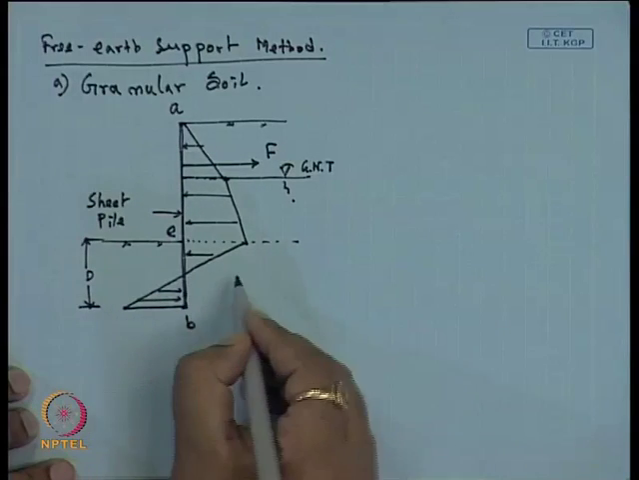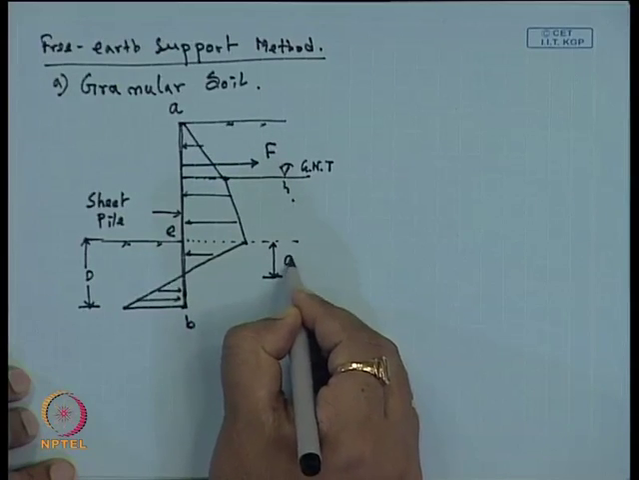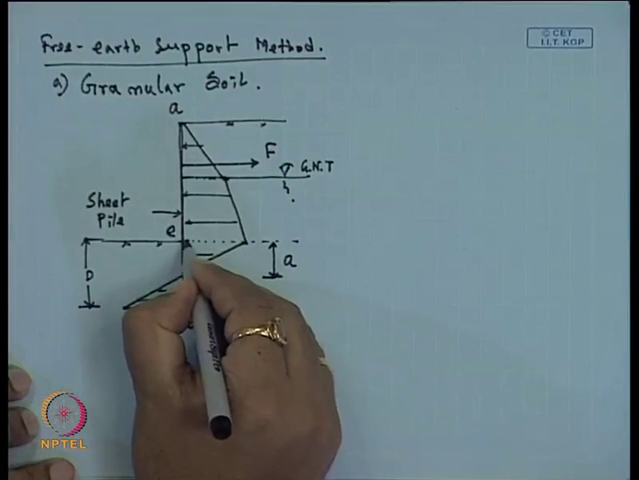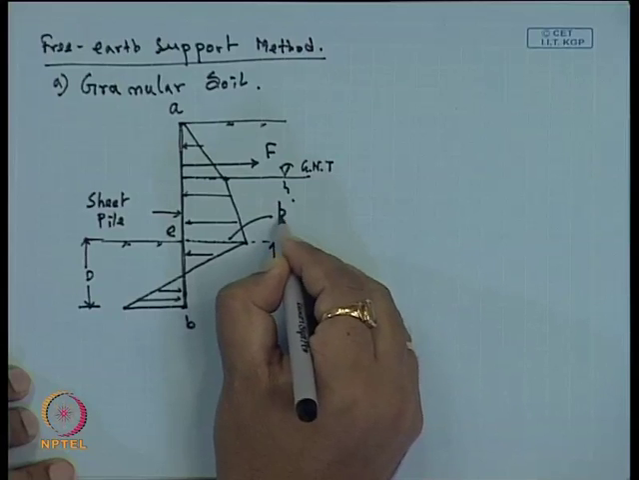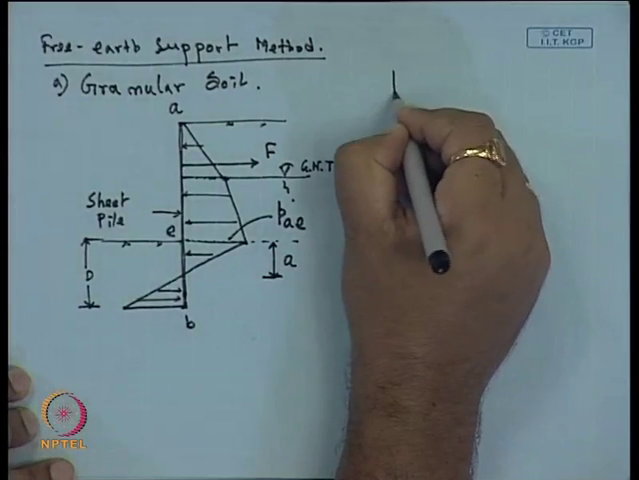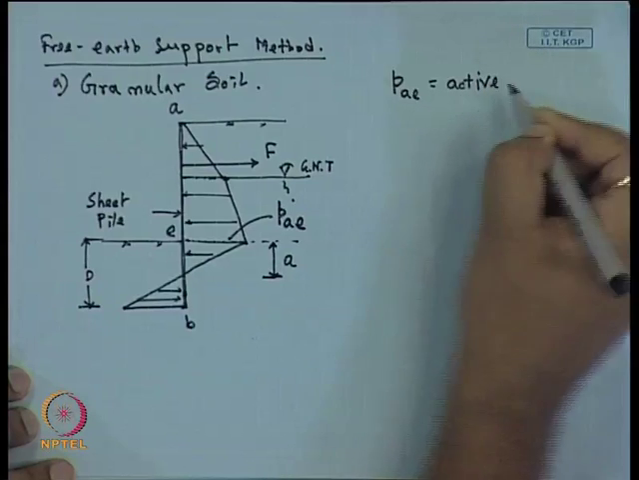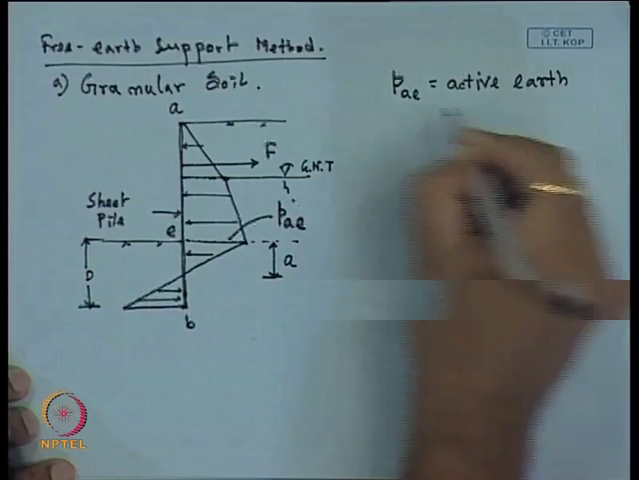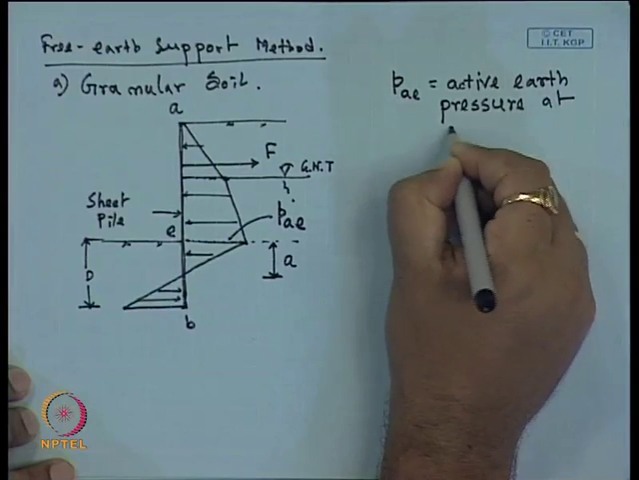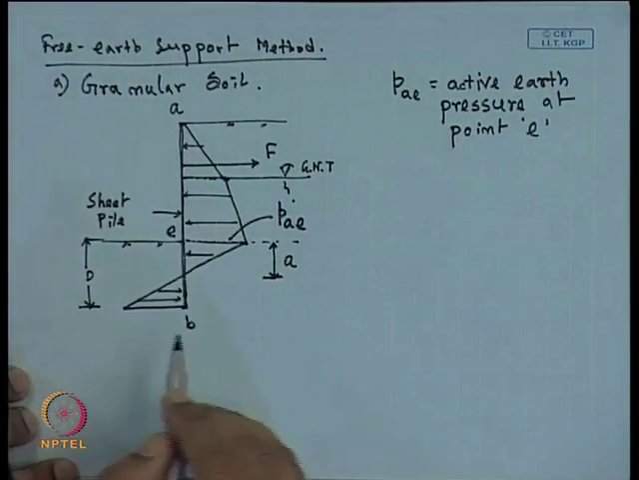Here we consider this distance, where the earth pressure is 0, at a distance of a from the dredge level. Now, the earth pressure at this level is P_A E, the active earth pressure at point E, or at level E. E is this point.